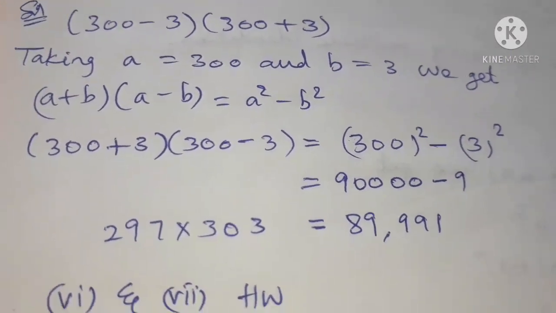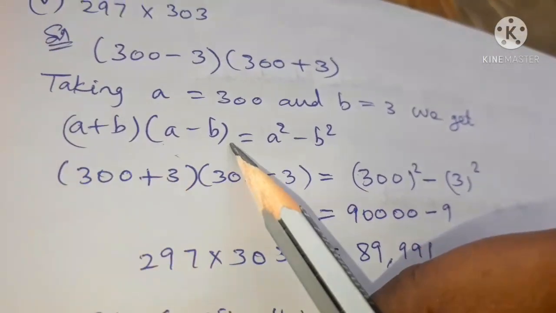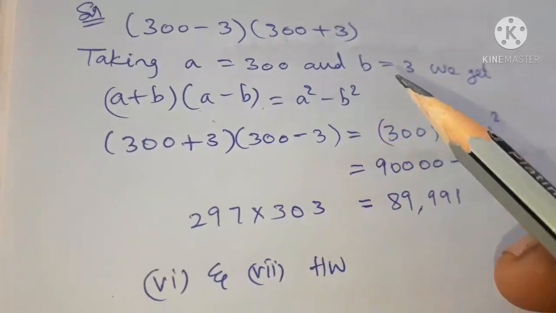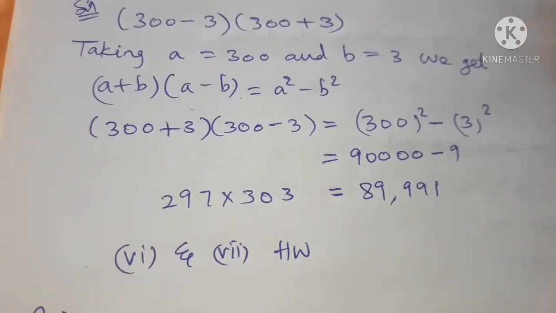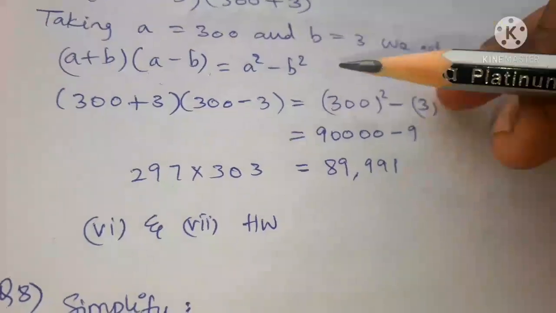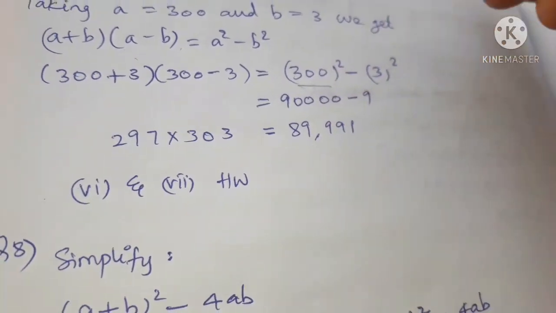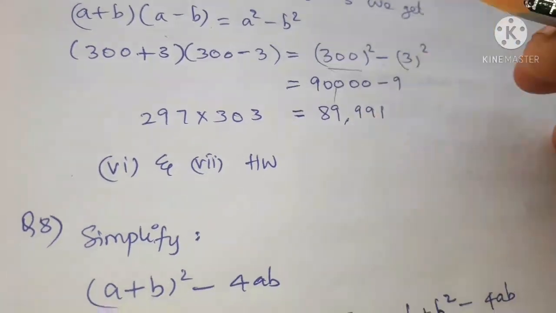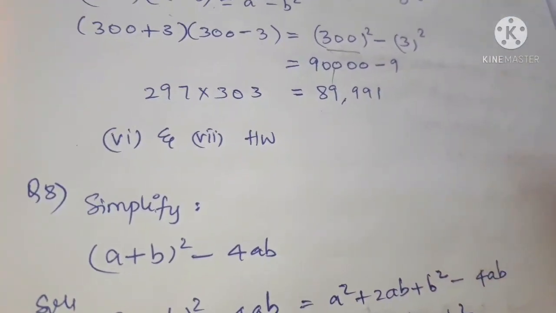So when you multiply these two, you get (a plus b) into (a minus b). When you substitute it in the formula, a equal to 300 and b equal to 3, you get (300 plus 3) into (300 minus 3) equal to a square minus b square, means 300 whole square minus 3 square. It is 90,000 minus 9, which is 89,991.